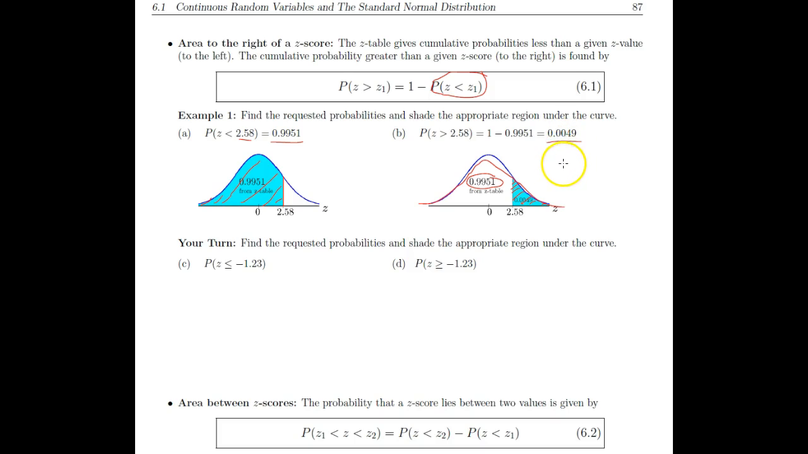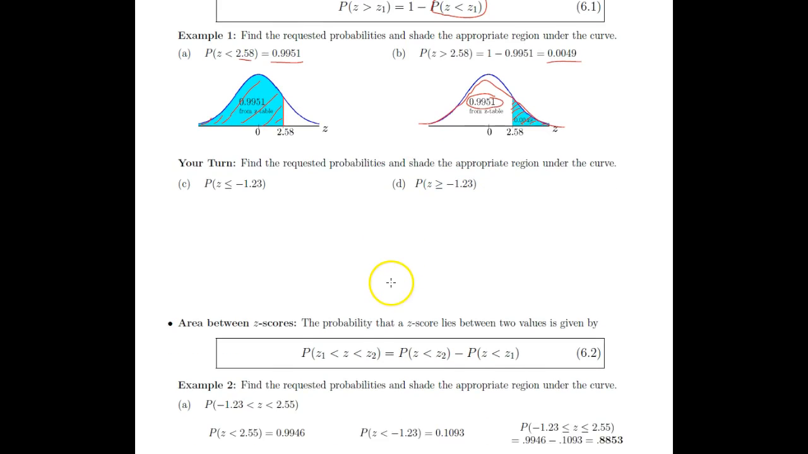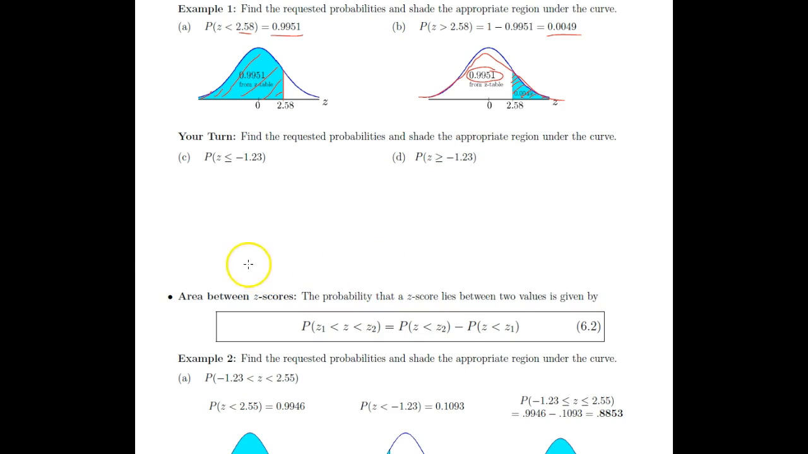All right, cool. So your turn. Why don't you find the requested probabilities for parts C and D, and also draw your curves and shade the appropriate region. I find that really helpful, and I do that for every example that I do. So why don't you pause the video and give that a try, and then when you press play again, I'll go through my answer to see if ours match up.